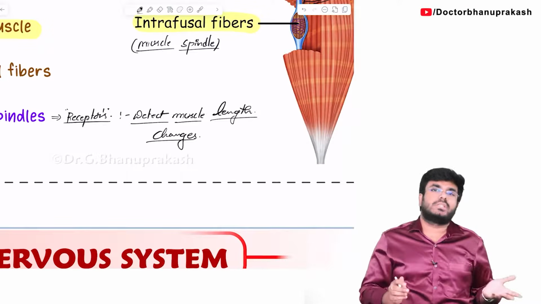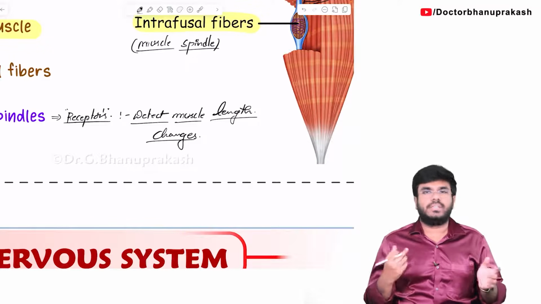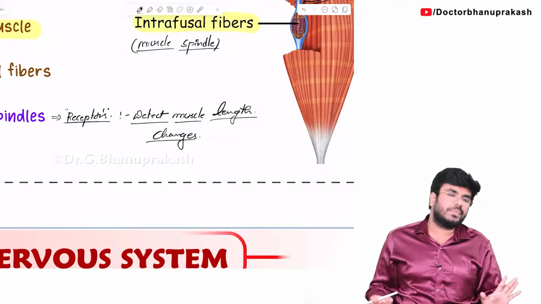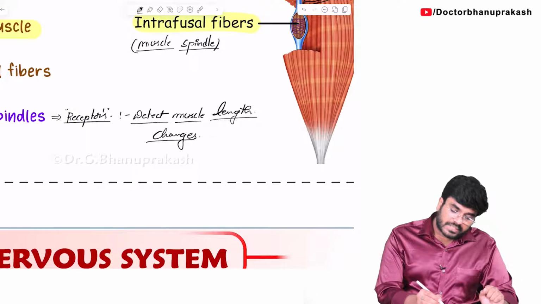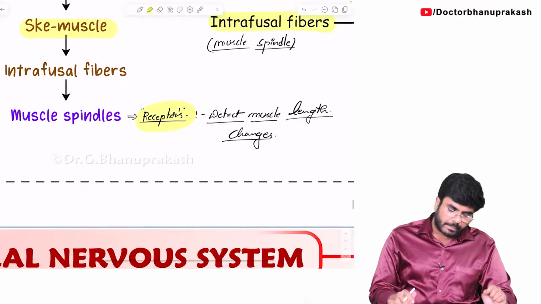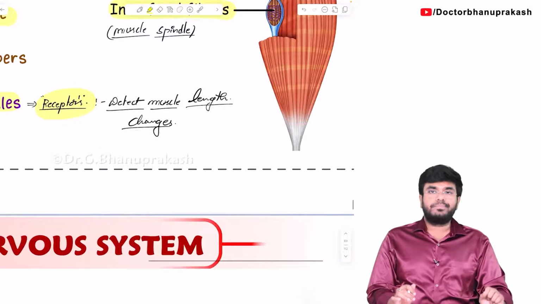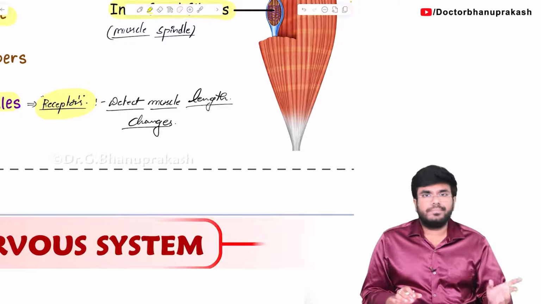You may not know consciously how your muscle length is changing, increasing or decreasing, but your spinal cord knows. Your nervous system knows how your muscle length is changing. So who will detect that muscle length change? The muscle length changes are detected by muscle spindles, and they are going to give this information to the nervous system.